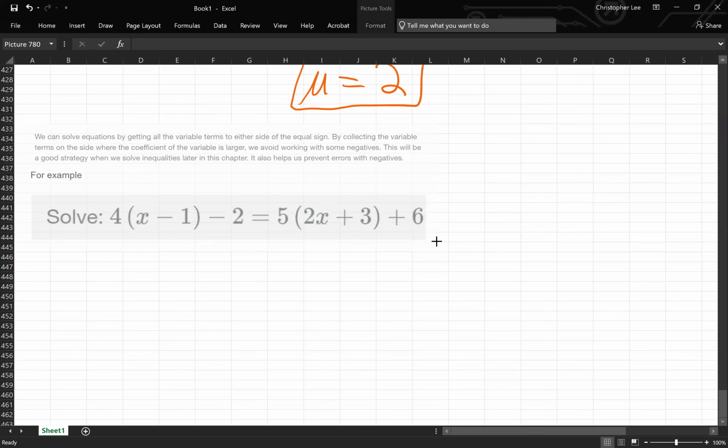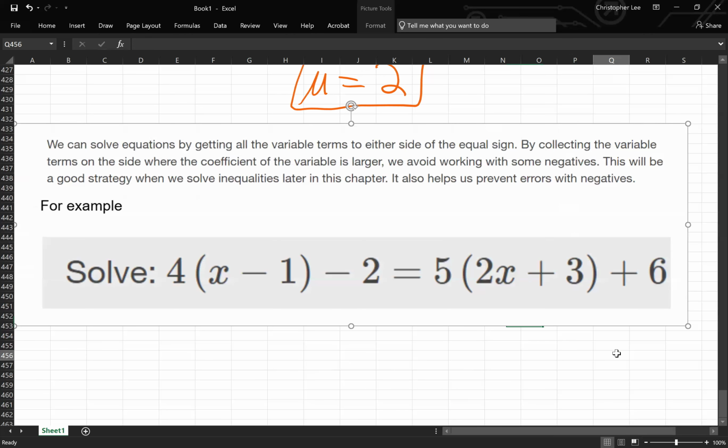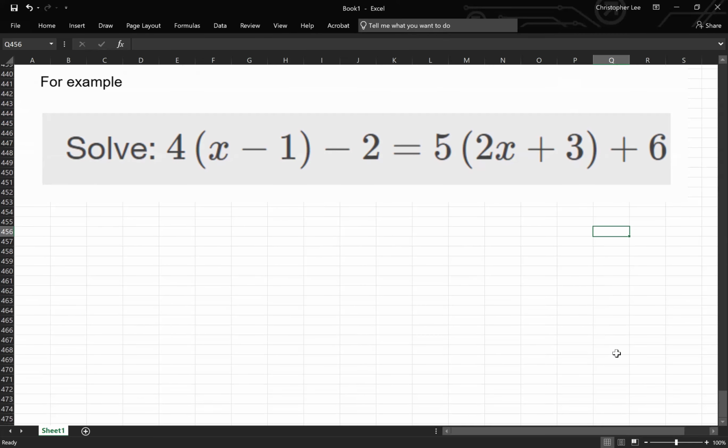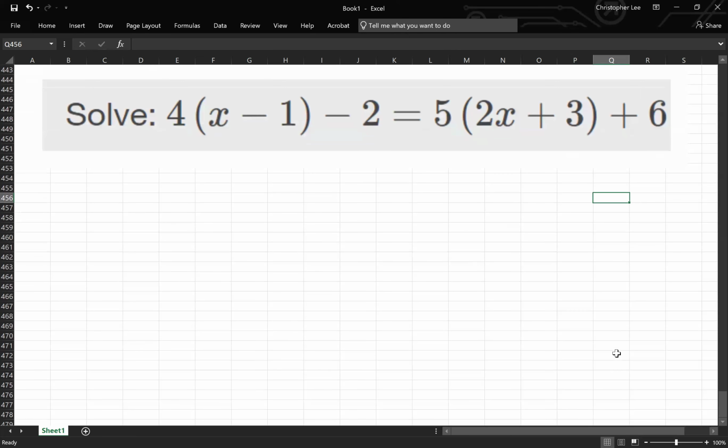All right. So we can solve equations by getting all the variable terms on either side of the equal sign. By collecting the variable terms on the side where the coefficient of the variable is larger, we avoid working with some negatives. So this will be a good strategy when we solve inequalities later in the chapter. It also helps us prevent errors with negatives, all right? So that's not a rule, that's a suggestion. If you want to use it, use it. If you don't want to use it, that's okay. You'll still get the right answer either way.